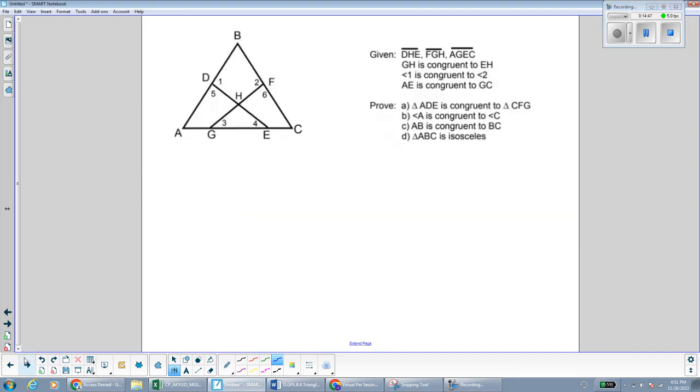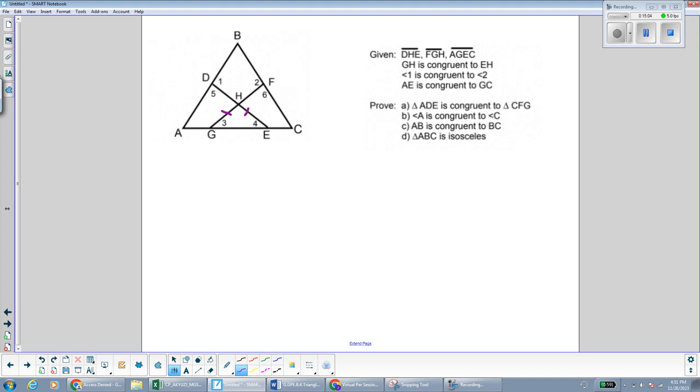We're going to do one more proof on this video. Once again, I recommend that you pause the video and you draw the diagram so that way you can mark it. So we're given that GH is congruent to EH. So I'm going to mark that over here.